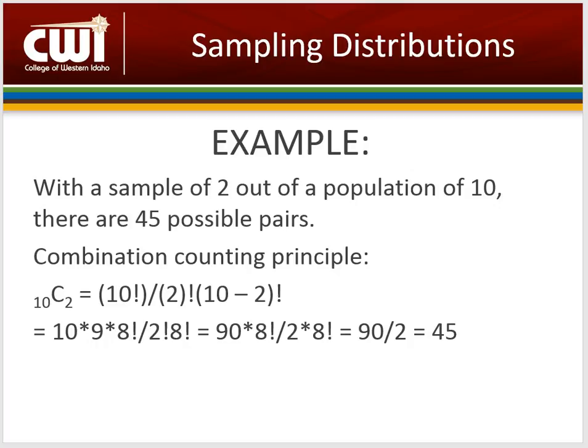Notice that 10 factorial is 10 times 9 times 8 times 7 times 6 times 5 times 4 times 3 times 2 times 1. But 8 factorial is 8 times 7 times 6 times 5 times 4 times 3 times 2 times 1. So 10 factorial can be written as 10 times 9 times 8 factorial. This makes factorial calculations much simpler.